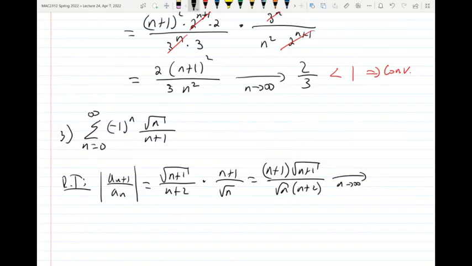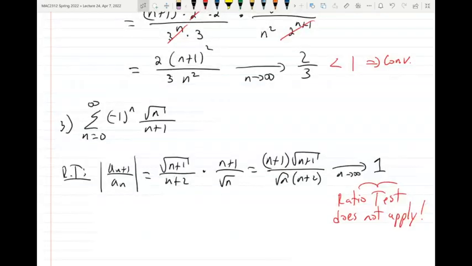What is this limit as n approaches infinity? The degree of the top is 3/2, right? The degree of the bottom is also 3/2. So once again, the limit here is going to be the ratio of the leading coefficients. What's the leading coefficient of the top? It's a 1. The leading coefficient of the bottom is a 1. So when you take this limit, you're going to get 1. That means that the ratio test doesn't tell you anything here. So the ratio test does not apply. All right. So we cannot use it. It's inconclusive. But you need to do something else. What can we do? Alternating series test.